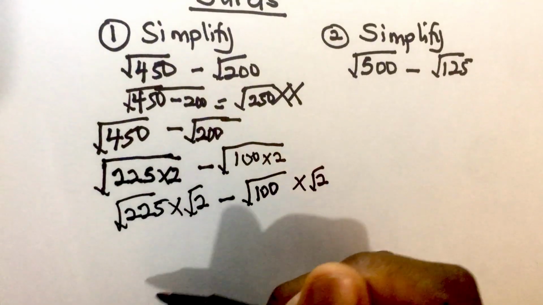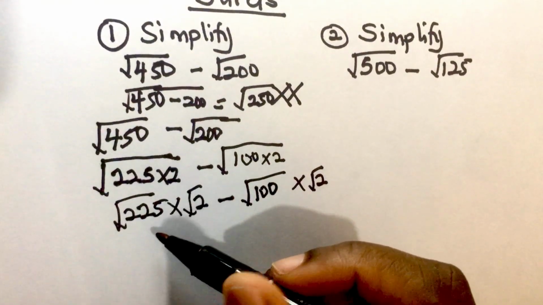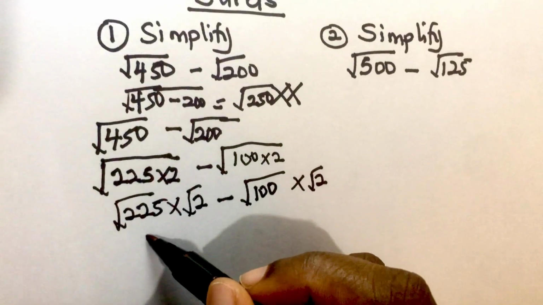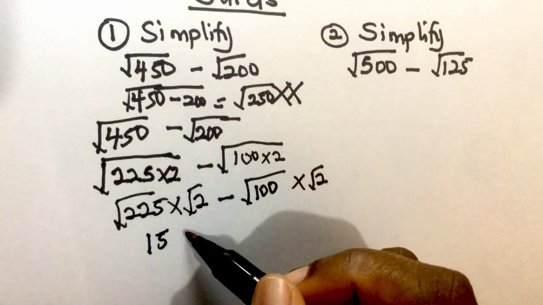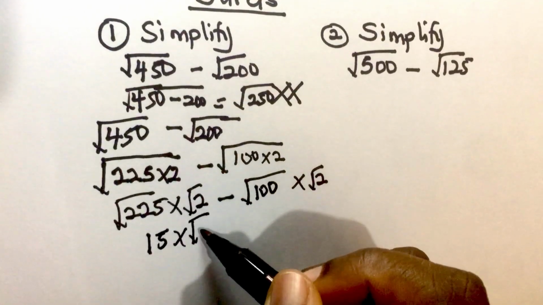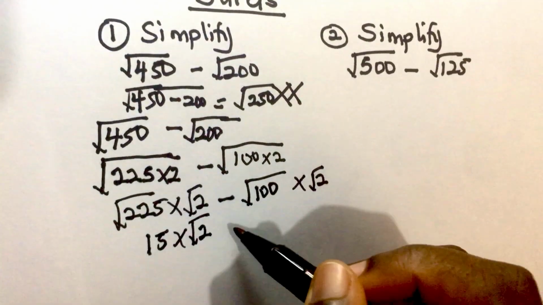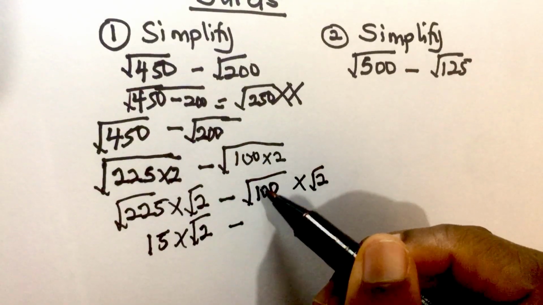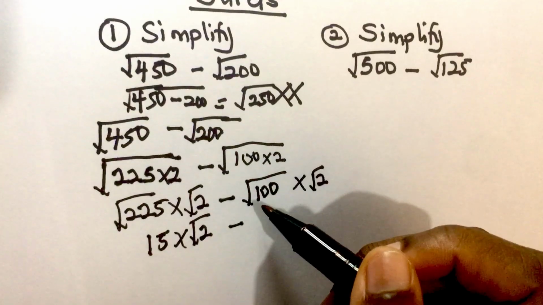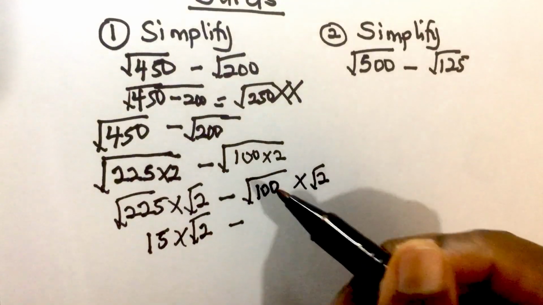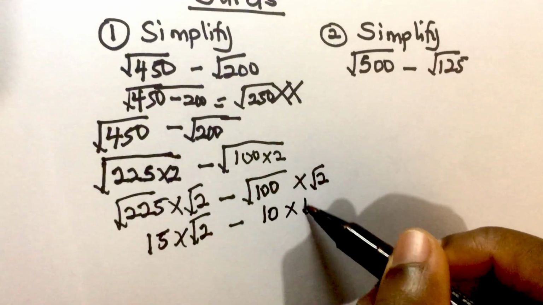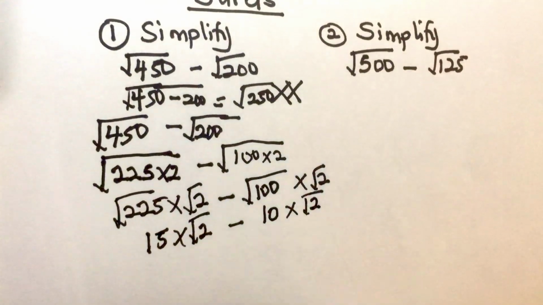Now what is the square root of 225? 15 times 15 will give us 225. So the square root of this is 15 times the square root of 2. And the square root of 100, that's 10 squared, will give us 100. So the squares will cancel and it will be 10 times root 2.